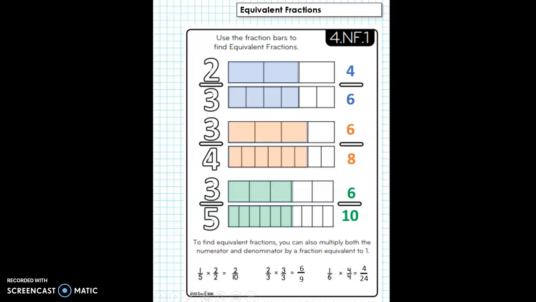Remember, all fractions should be written in simplest form when you're solving problems such as addition, subtraction, multiplication, and division.